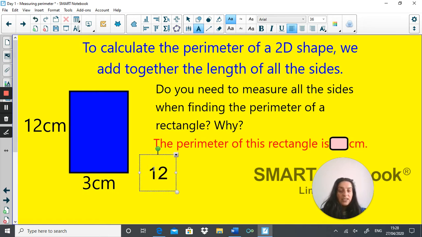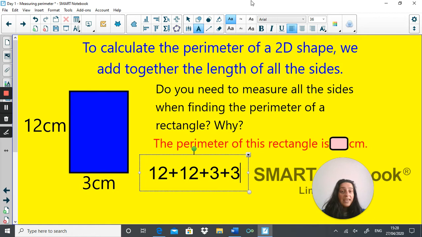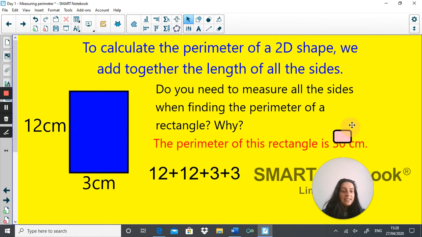That's right, we are adding 12 plus 12 plus 3 plus 3. And the answer is 30 centimetres. Well done for those of you who were able to get that. And for those of you who didn't, better luck next time.